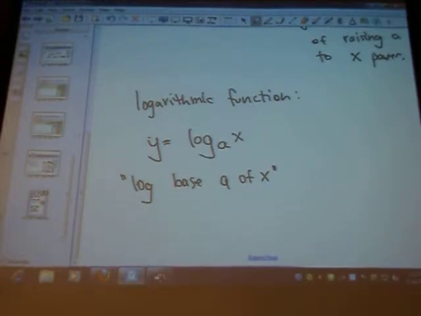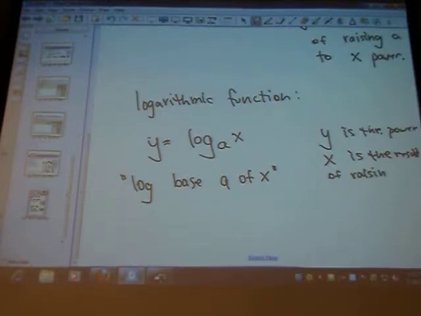Okay? Here, what's going on is the opposite. Y is the power. X is the result of raising a to the y power.